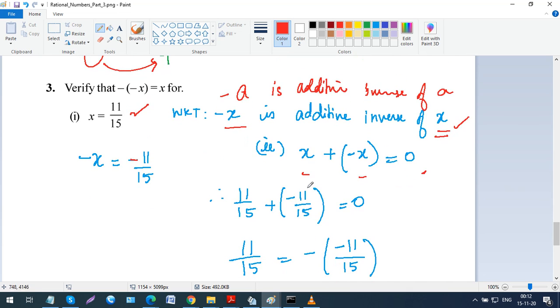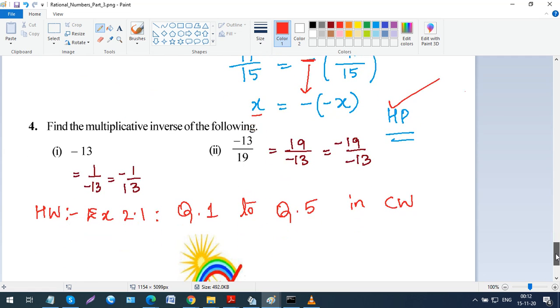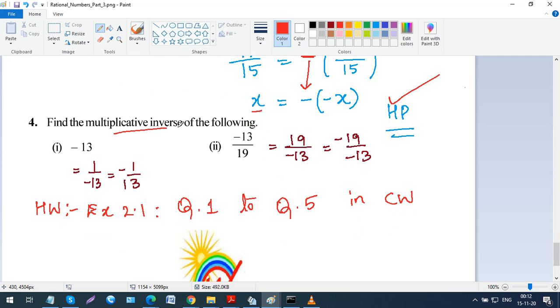So if I want to move this 11 by 15 to the other side, what will happen? It will become 11 by 15 is equal to, it's plus over here, so when it goes that side, it becomes minus, and then this whole term goes to the other side. So x is equal to 11 by 15, and minus, you put the negative sign, and minus 11 by 15 is negative negative x. So hence proved.